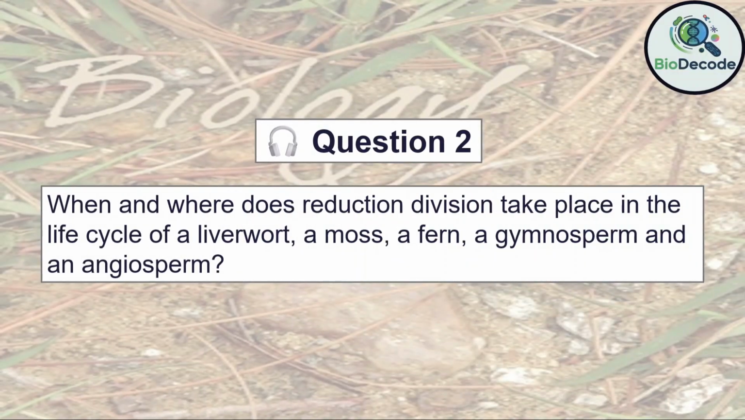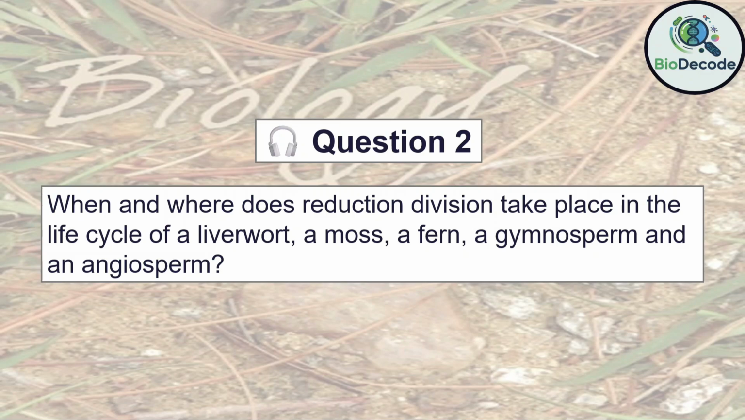Question 2. When and where does reduction division take place in the life cycle of a liverwort, a moss, a fern, a gymnosperm, and an angiosperm? Answer. Reduction division, also called meiosis, occurs when the diploid sporophyte produces haploid spores. Let's go group by group.